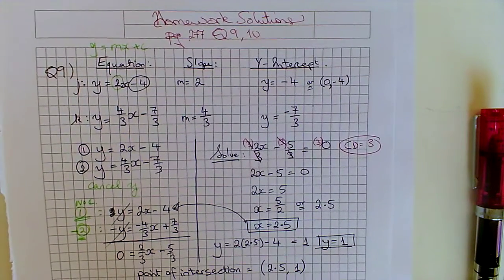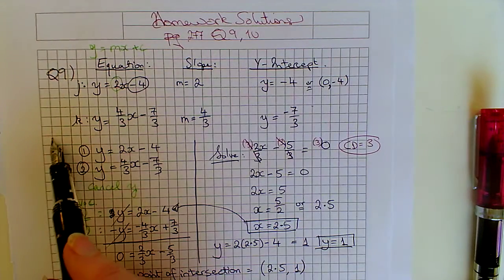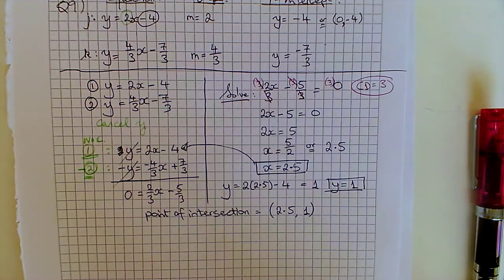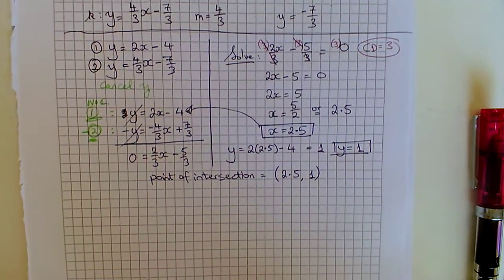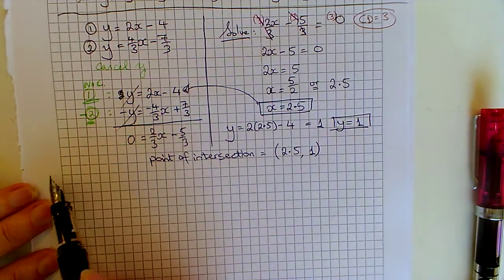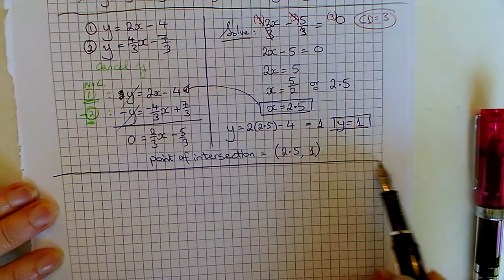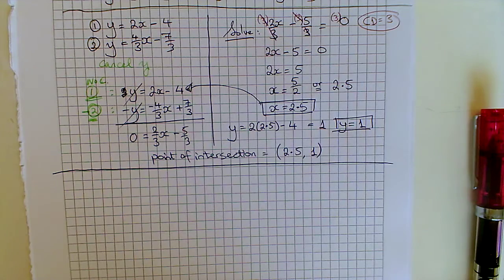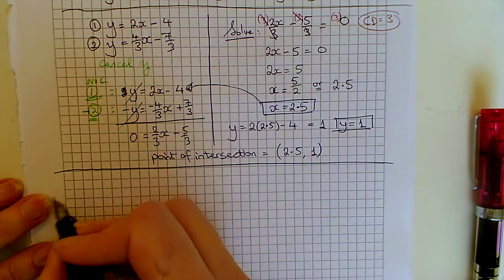So that was the full question for question 9. We wrote down the slopes and the y-intercepts. We didn't do anything with them other than writing them down. And then we solved simultaneous equations to get the point of intersection. If you were to draw the graphs of those lines, you'd find that they cross over at this point, so long as you were accurate in your graph drawing.